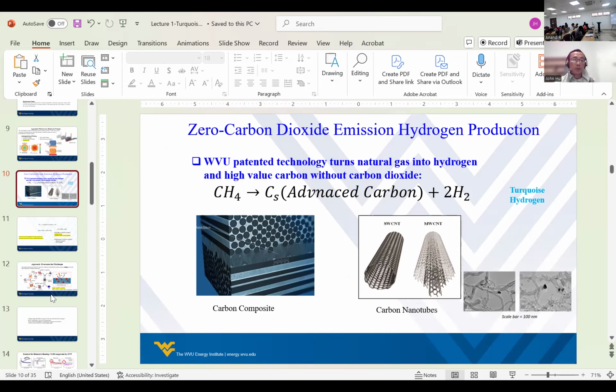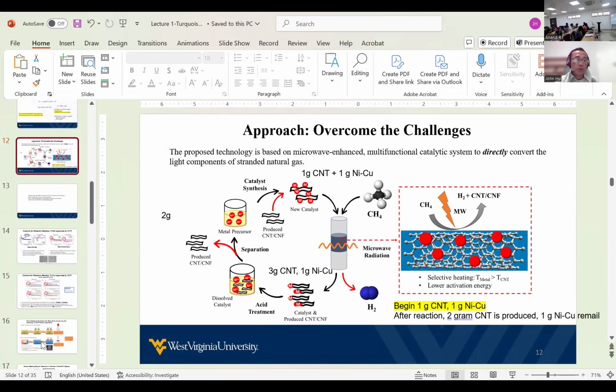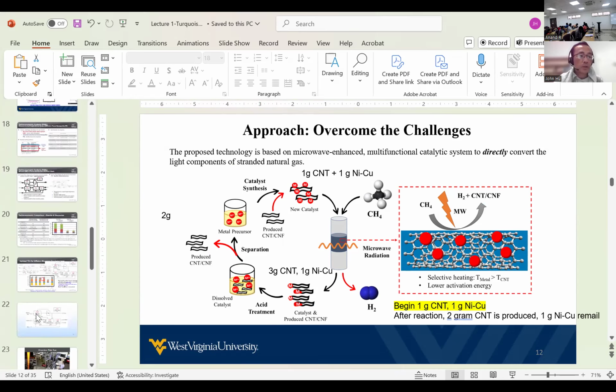Did I answer your question? That means this acid wash is very important. It all dictates the purity. If you don't wash it, number one, you lose the nickel copper. That's very bad. And also you cannot sell it as carbon nanotube because you have nickel copper in the carbon. So how thoroughly or how clean you wash it is very important. Very good question. Next, what's the next question?